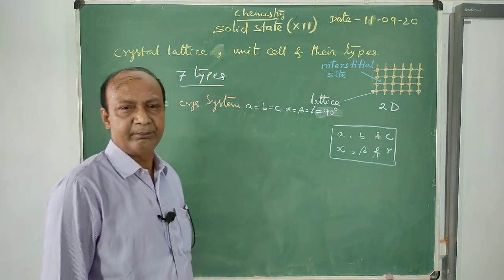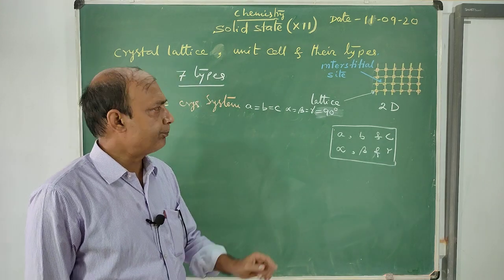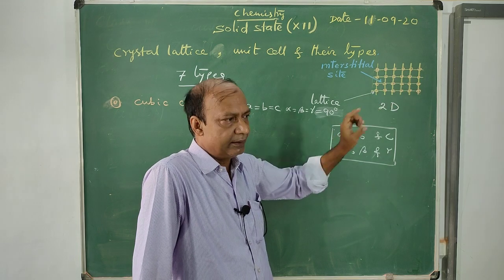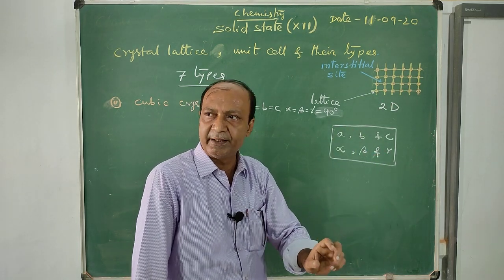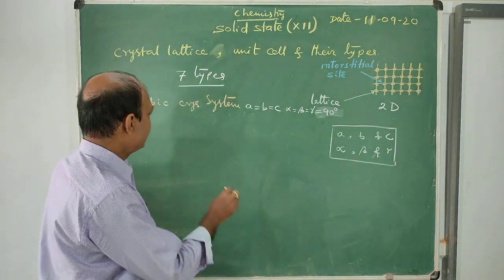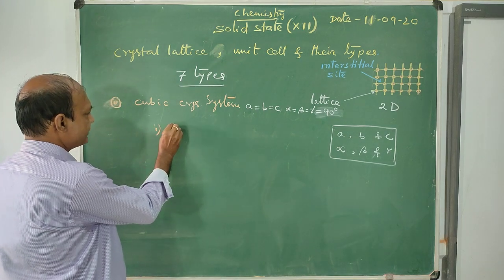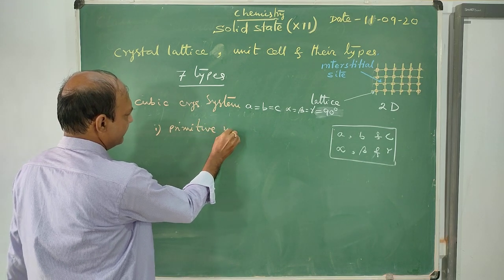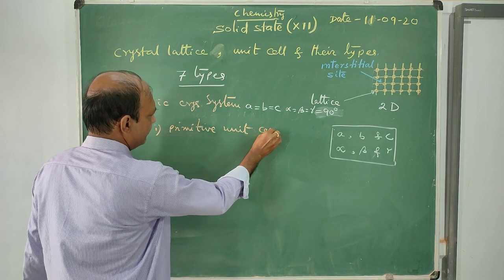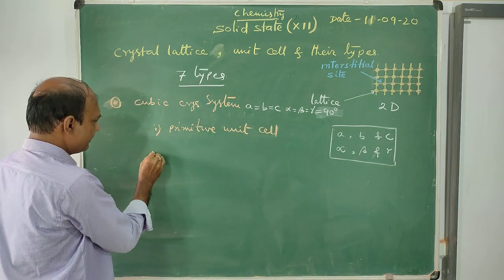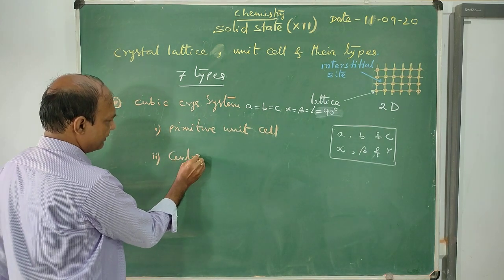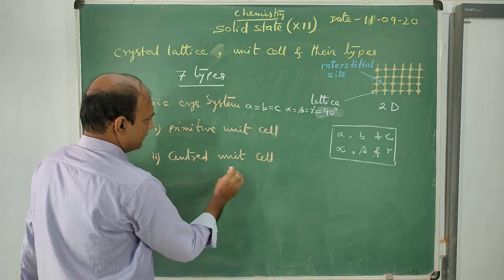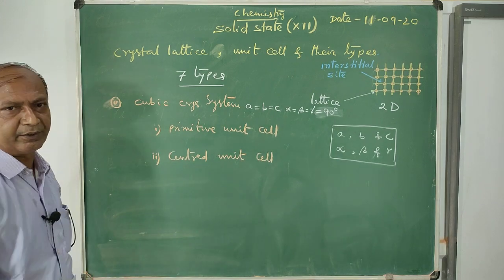In the cubic crystal system, on the basis of the position of the constituent particles, the unit cells are further classified into 2 types. One is the primitive unit cell, and another is the centered unit cells. So primitive unit cell and centered unit cell.